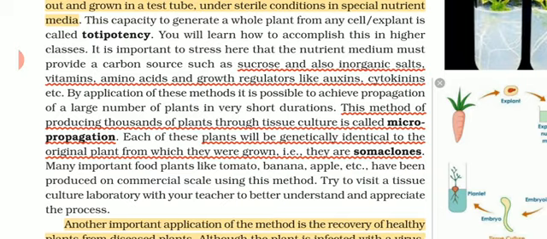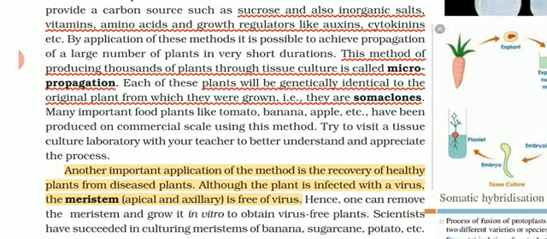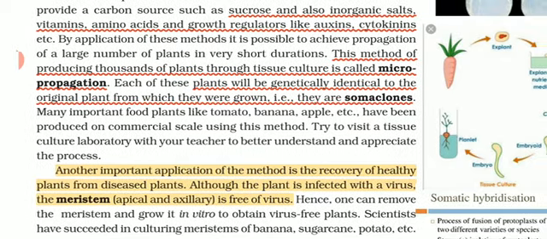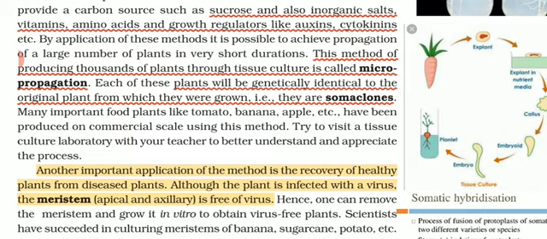What else has been added? Some inorganic salts, vitamins, amino acids, growth regulators. What are growth regulators? Phytohormones or plant hormones. Auxins, cytokinins, etc. It can be gibberellins, ethylene, abscisic acid, etc. The method of producing thousands of plants through tissue culture is called micropropagation. Why called micro? Because we have used a small part of the plant to grow the whole plants.